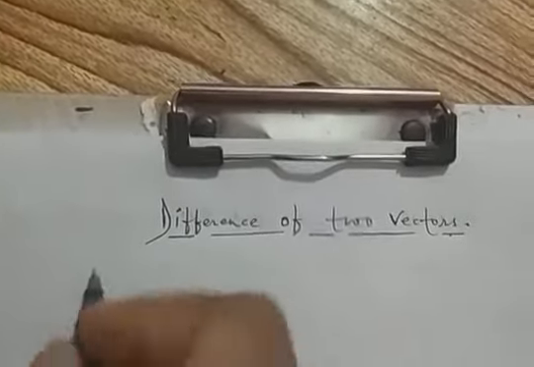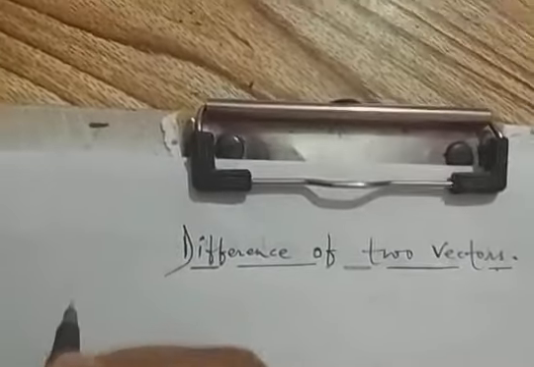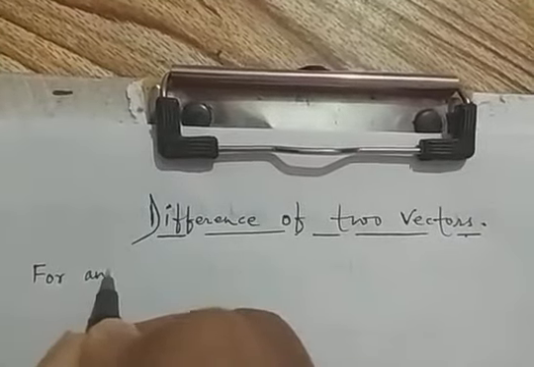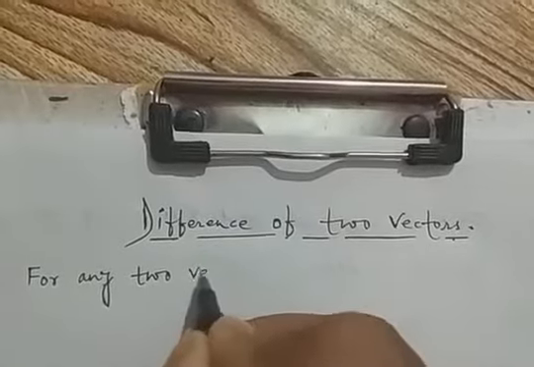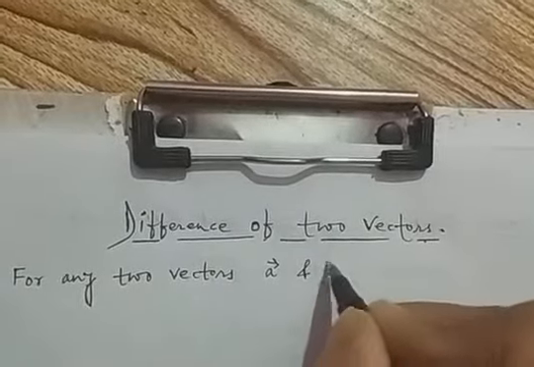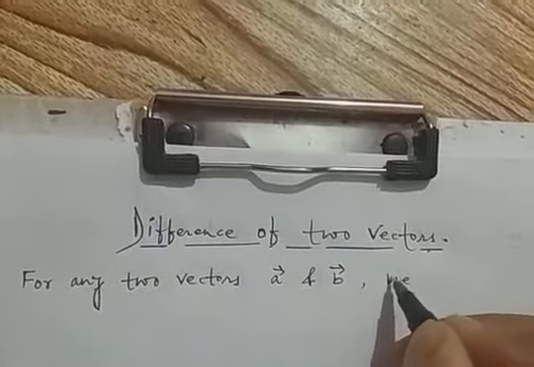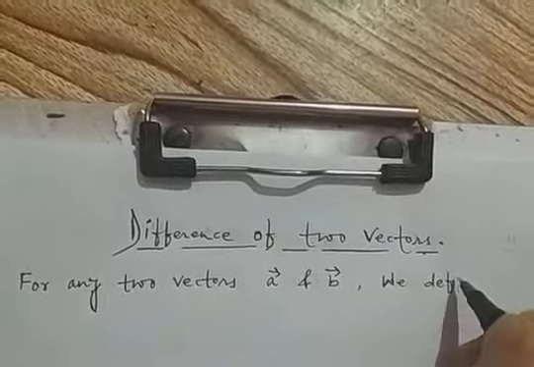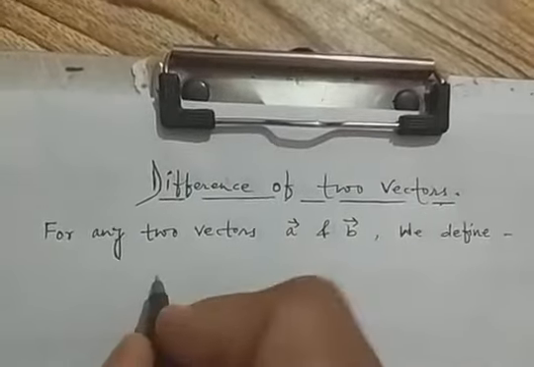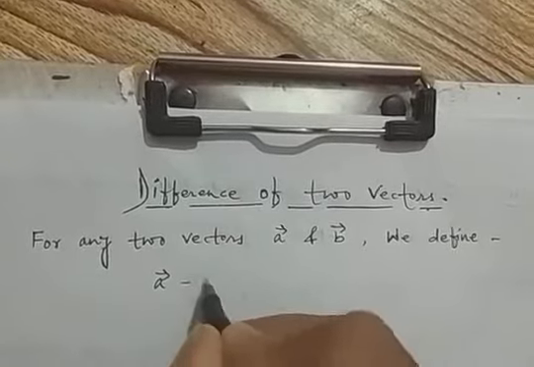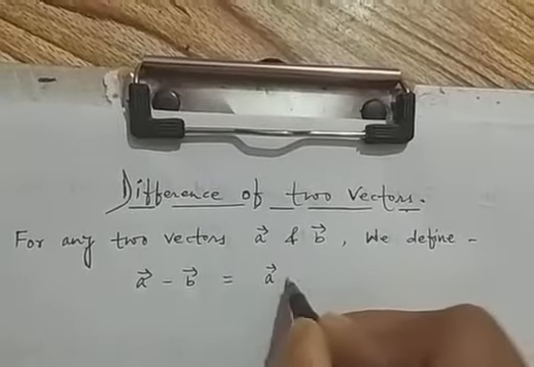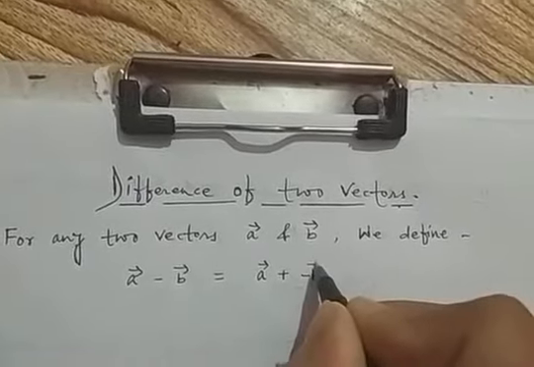Okay, for any two vectors, vector A and vector B, we define the difference of A and B. Here, vector A minus vector B is equal to vector A plus minus vector B.